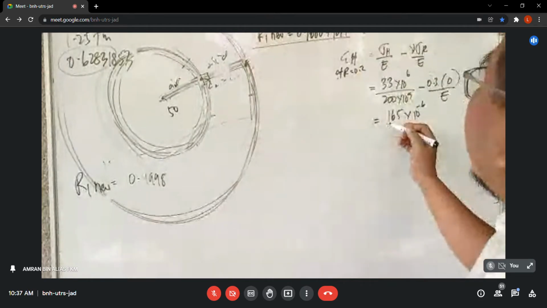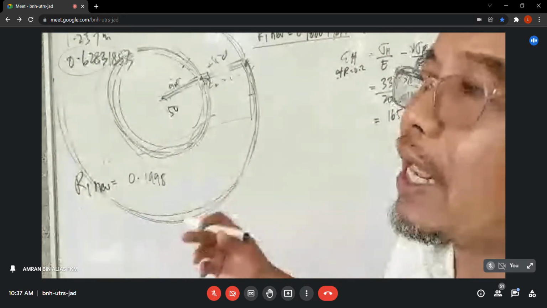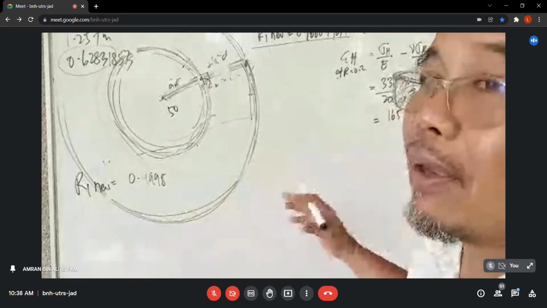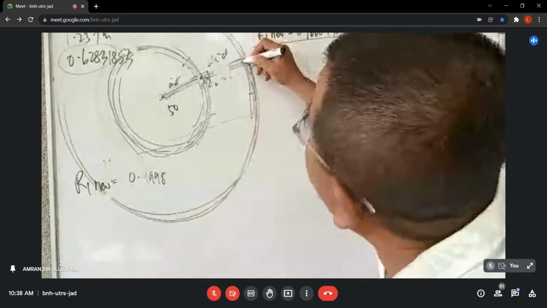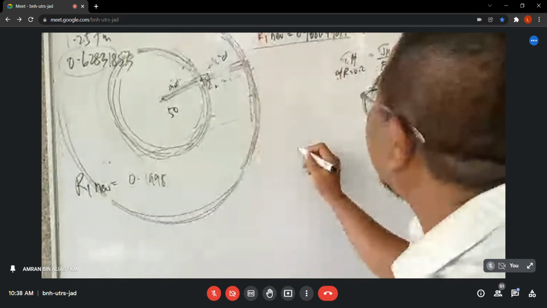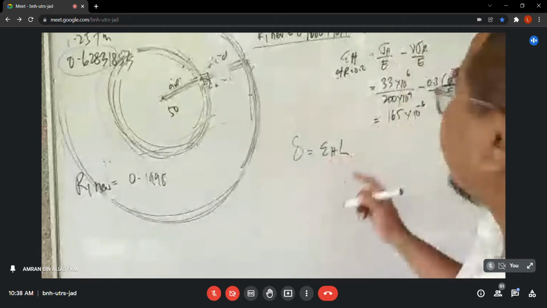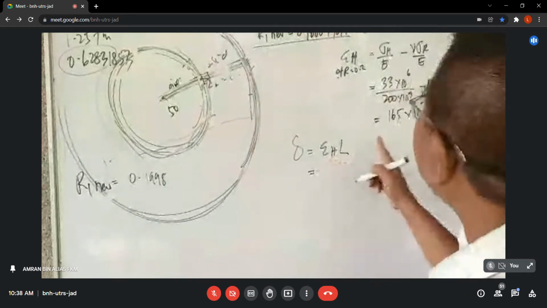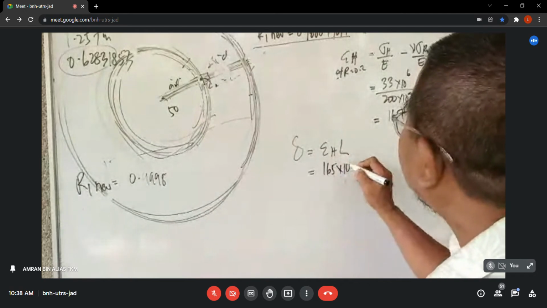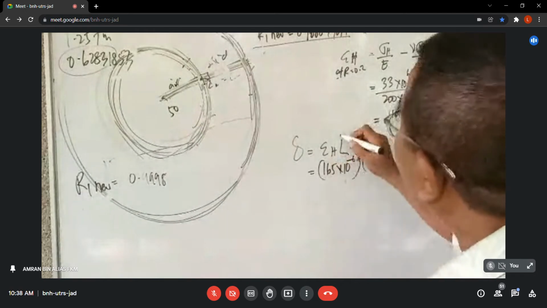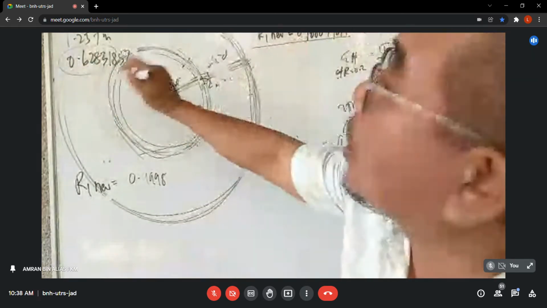So you know this one, H. I want to find delta. So delta is strain times original length. You see that? That's how you work. You talk to yourself. So delta here, how much is the elongation at that line? Delta is equal to strain times the original length. The strain is that one, right? 165 times 10 to the power of minus 6. The original length here is 2 pi r outside. I got the real value back again.